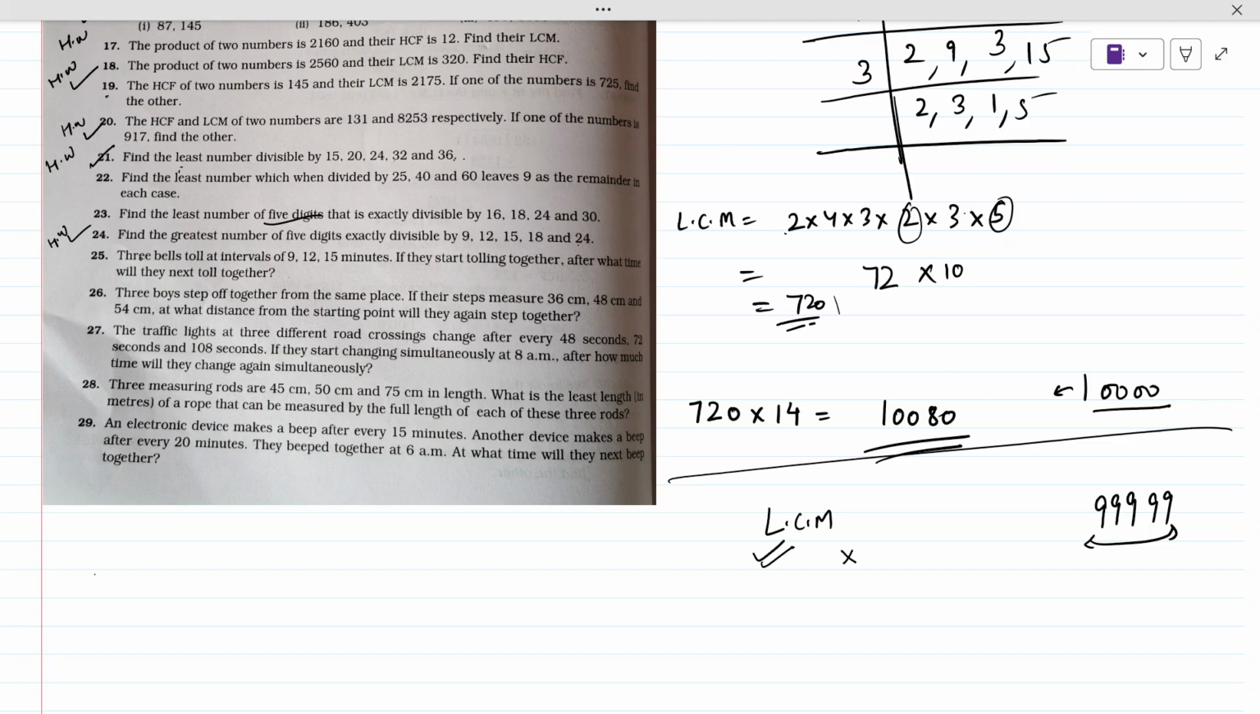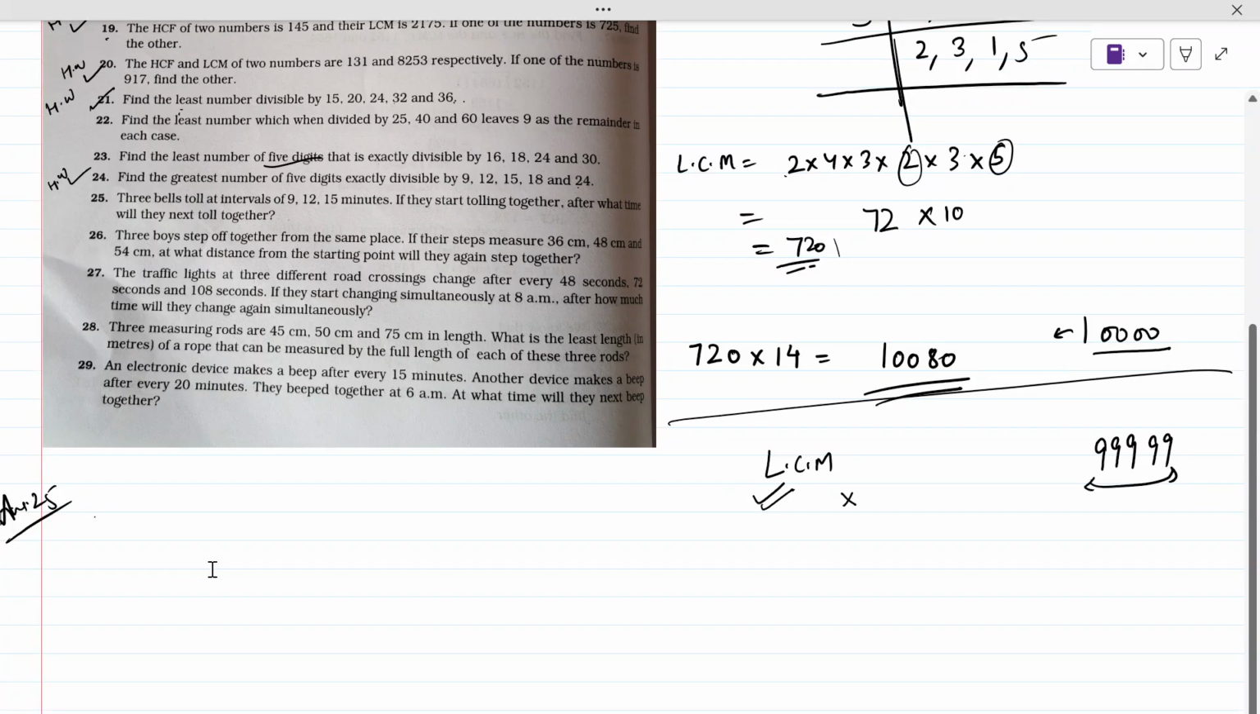Next, we have three bells toll at intervals of 9, 12, and 15. If they start tolling together, after what time will they next toll together? We have done a similar question for clock chime also. What we have to do here, I'm doing it very fast, is this: 9, 12, and 15 are the three numbers in minutes. We have to find their least common multiple. That is when they will toll together.